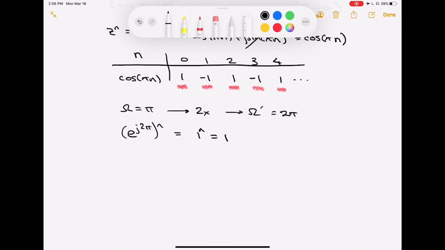We certainly see how the math works here. If I have this doubled frequency being 2 pi, I put it into the exponential form, and I find out that I just get out that DC, 1.